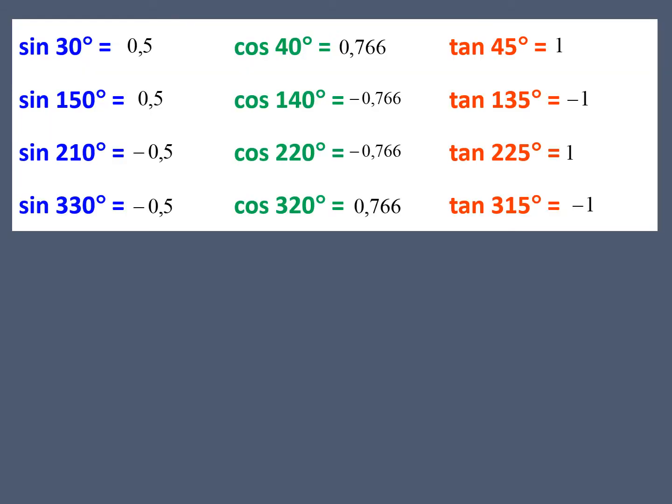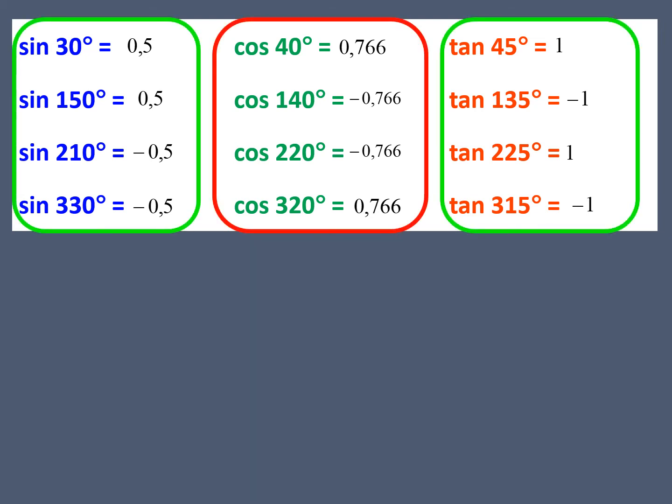I now want to look at them in a slightly different way. I want to look at each column. And what I notice is all the answers in the first column are 0.5. Some are positive and some are negative. Now the first two are positive, and that is because sine is positive in the first and the second quadrant. And the last two are negative because sine is negative in the third and the fourth quadrant.